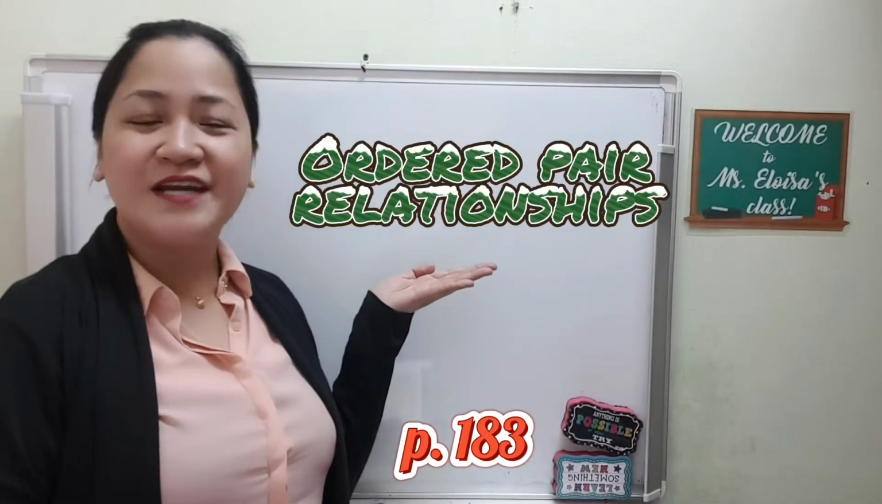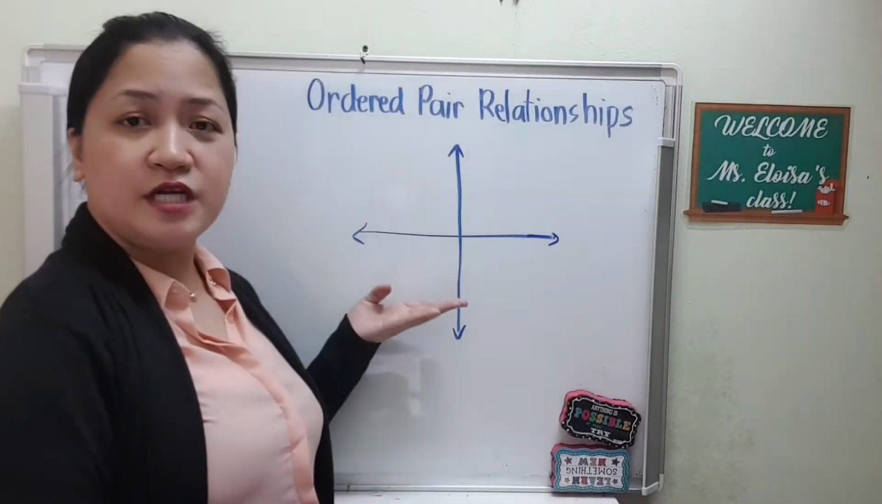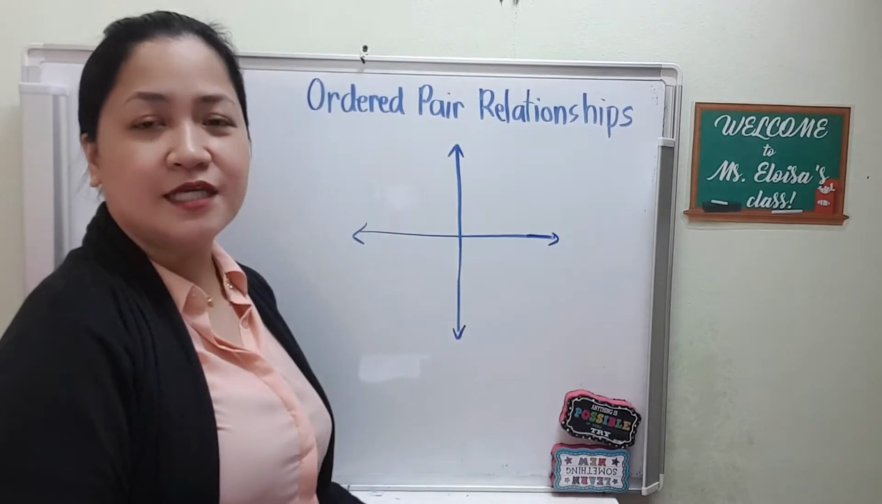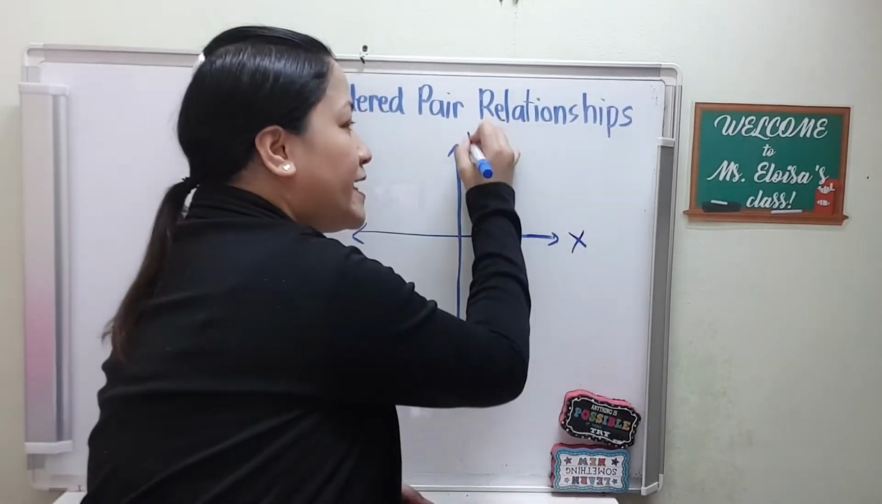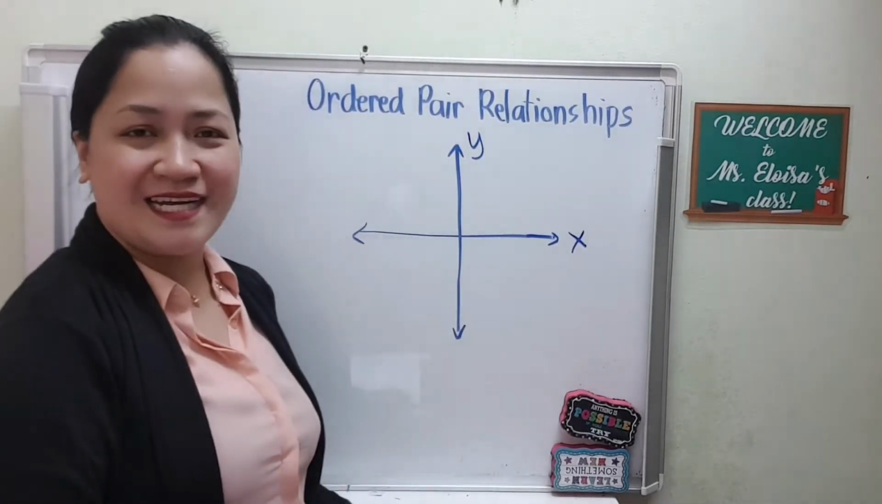Last time, we discussed rational numbers and the coordinate plane. For today, we will still be having our coordinate plane because we will be discussing ordered pair relationships. The four regions of the coordinate plane that are separated by the x and y axis are called quadrants.